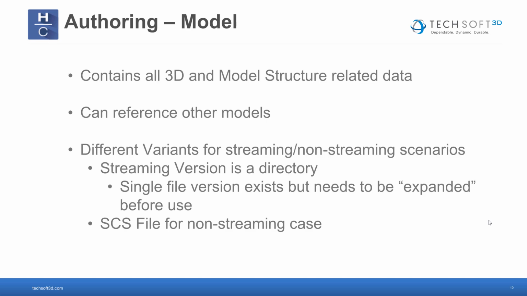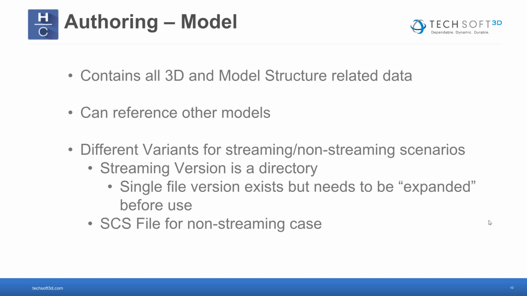So let's talk briefly about what a model is. A model is the topmost container in a StreamCache, and it contains all of the 3D and the model structure data that we saw on the previous slide in one data structure. It can also reference other models. That's how we make the shattered work: we make the master model that references the other models. So a model can reference these other models, and there are different variants of how we store these StreamCache files. We'll talk a little bit about those now.